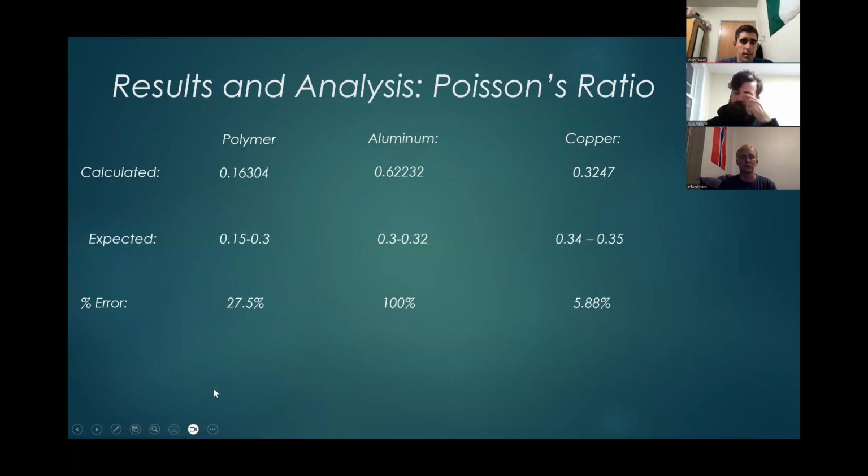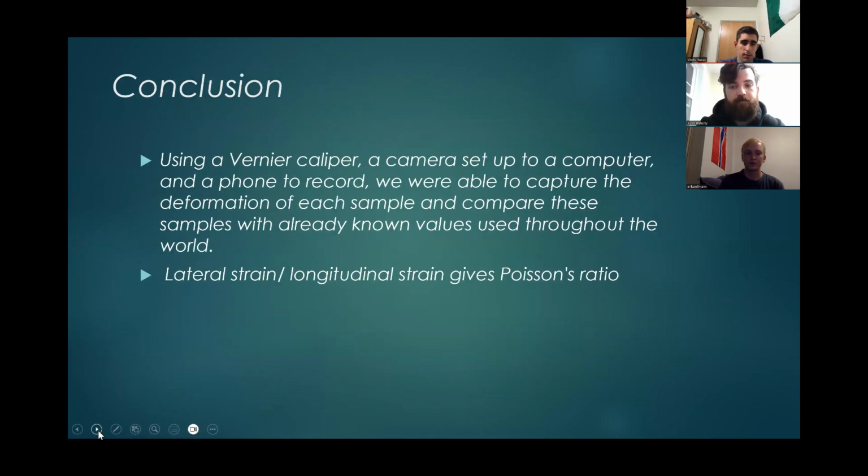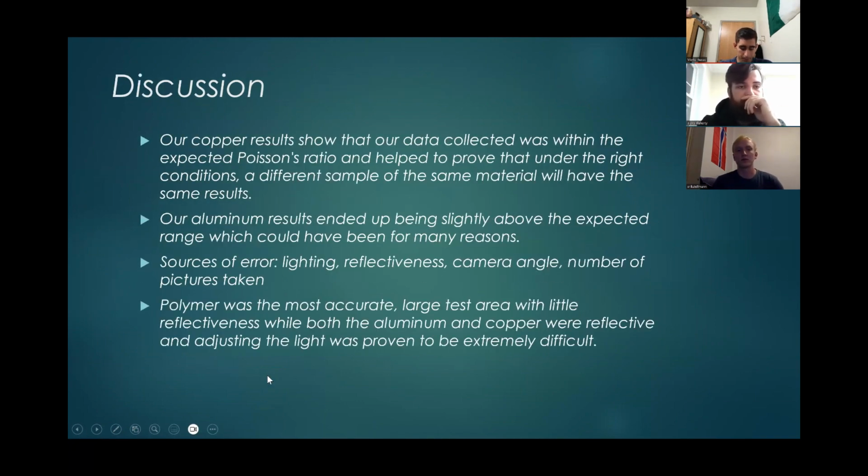Now, using the previous data, we were able to calculate Poisson's ratio for all three samples, and we will now discuss the meaning of these samples. As you can see in the data, the polymer calculated value for Poisson's ratio was within range, but just on the low end. So it's good data. The only reason it had a 27% error is because we used the median value of a wide range between 0.15 and 0.3 to calculate our percent error, but it's still within the accepted value.